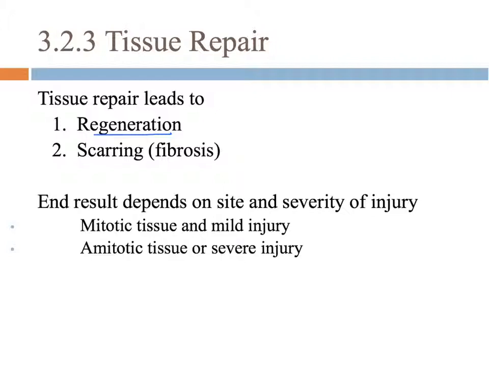If the tissue is amitotic or the injury is severe, then you are going to have, instead of regeneration, scarring, which the fancy word for that is fibrosis. So the end result depends upon the site and the severity of the injury, what kind of tissue was involved with it, and how bad the injury was.